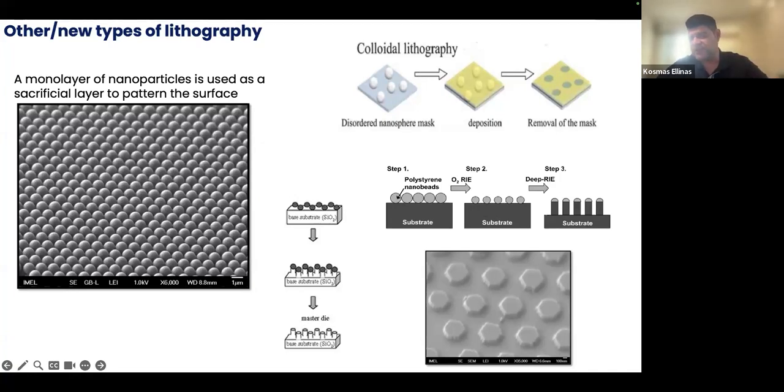Another alternative to this case is block copolymers. So you have a copolymer deposited on the surface. One polymer has specific selectivity over the other type. So by just etching or using a developer, you can create patterns on the surfaces.